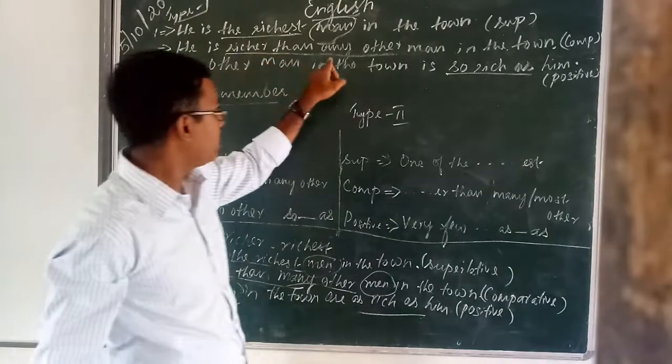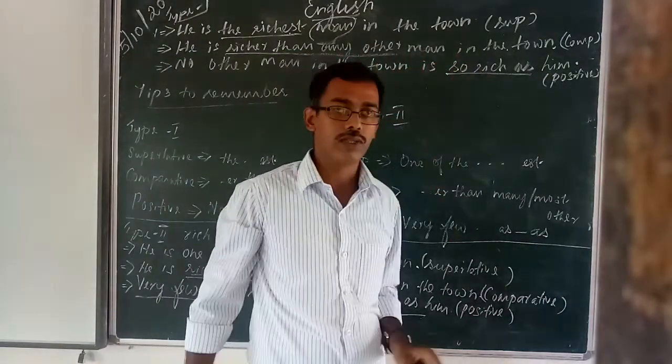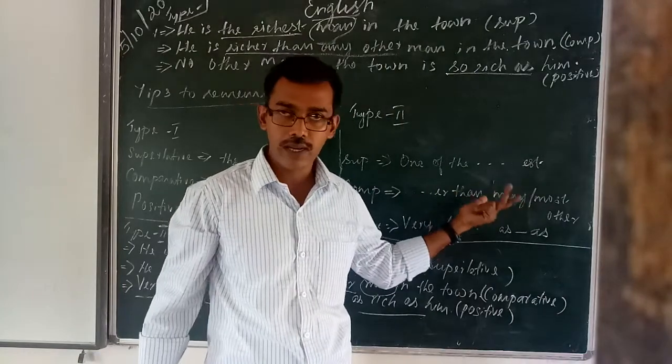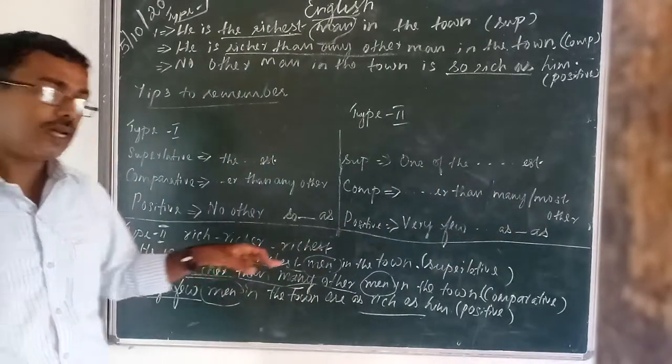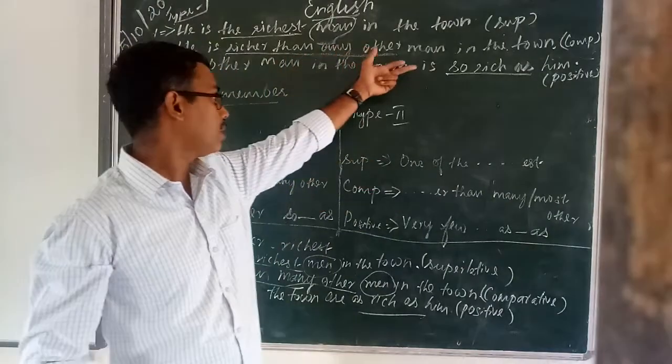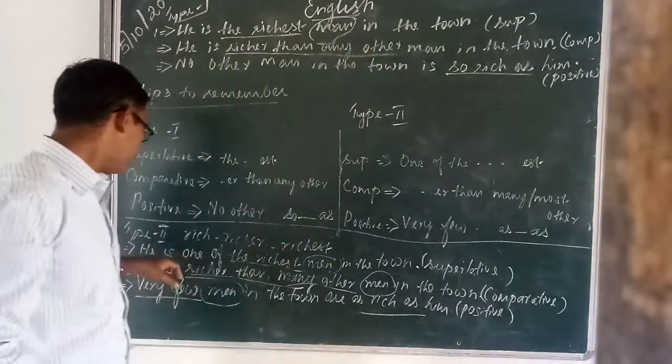Comparative. He is richer than any other man in the town. That means any other person. He is richer than any other person. That's the meaning here. That means nobody is there. So we are using any other here.